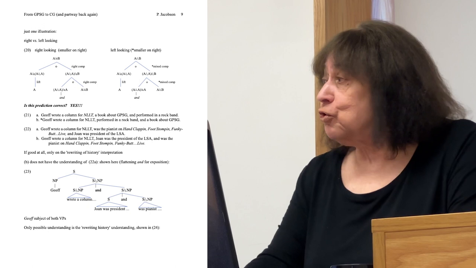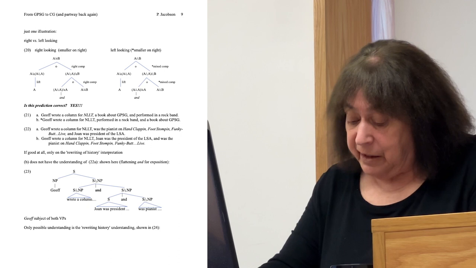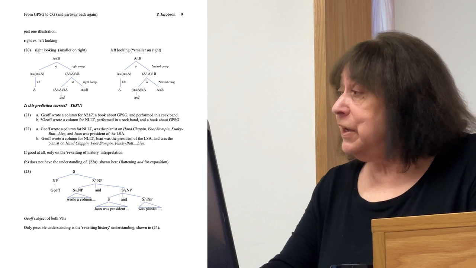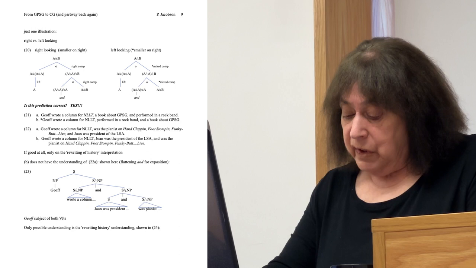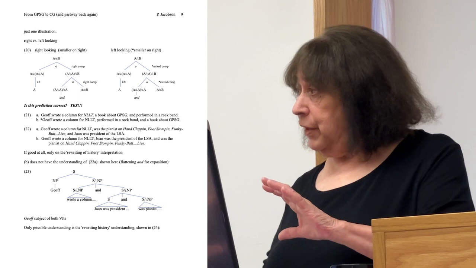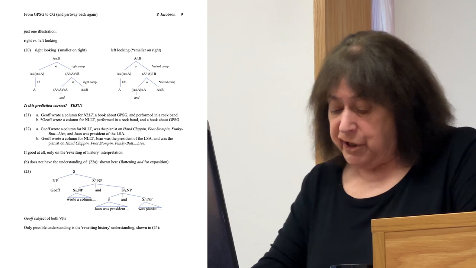And strikingly, it is. So let's try it. Let's take something like: Jeff wrote a column for NLLT, a book about GPSG, and performed in a rock band. Let's try to switch around a book about GPSG, which is a fancy object, and the VP performed in a rock band, so that we have the smaller thing, the object, to the right of the VP, and we get junk: Jeff wrote a column for NLLT, performed in a rock band, and a book about GPSG. Just no go.